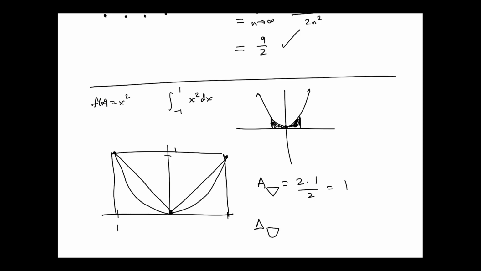It is 4/3. So the area of this parabolic segment turns out to be 4/3 of the area of, oops, sorry, that should be the letter A, and this should be a triangle. Okay, so the area of that parabolic segment is 4/3 of the area of that triangle.